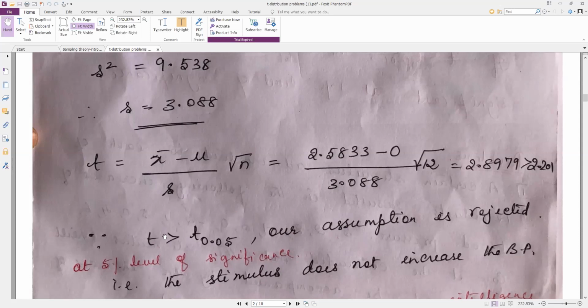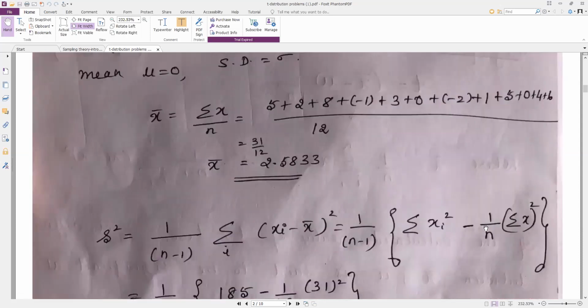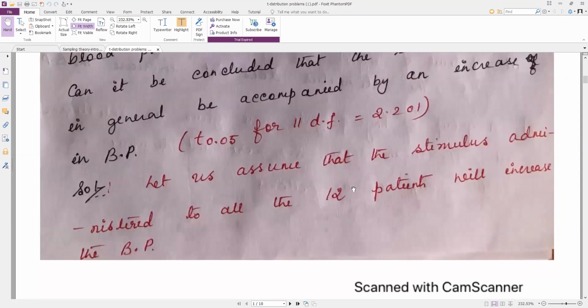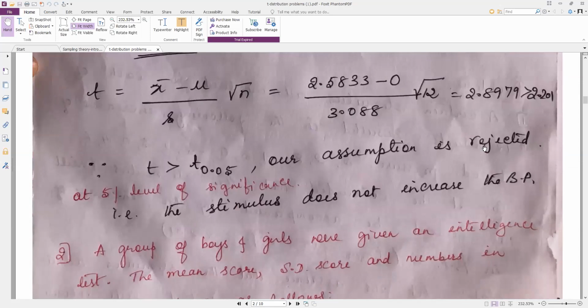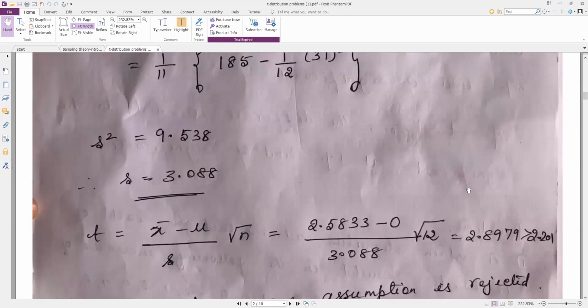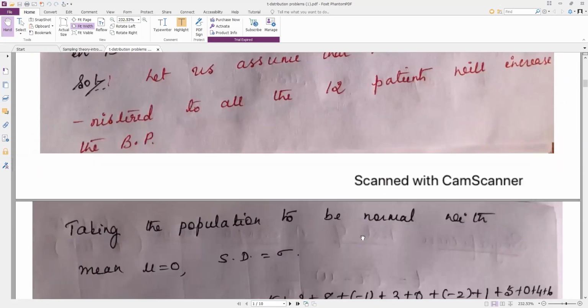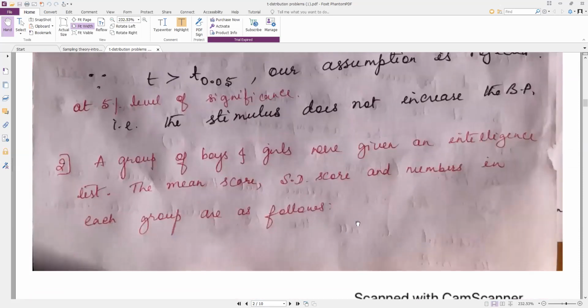So it is better you say that whenever t is greater than that, the hypothesis is rejected. So what was the hypothesis? We assumed that the stimulus administered to all the 12 patients will increase the BP. So we got it wrong, right? We have to reject that. That means the stimulus does not increase the BP. It is a very important problem, repeatedly asked in the question paper.